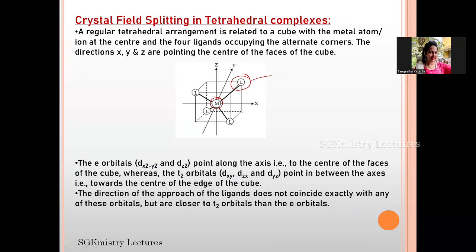See, here there is one ligand. So this corner is left as such. There is one ligand. Again, there is no ligand here. So the ligands are in alternative corners of the cube. Okay, now again there are axes. You can see the x-axis, y-axis, and z-axis.